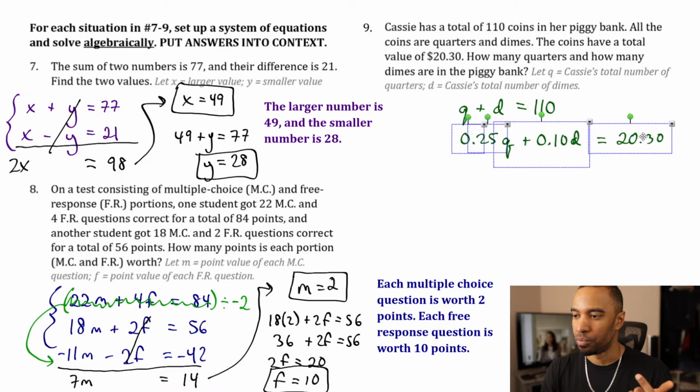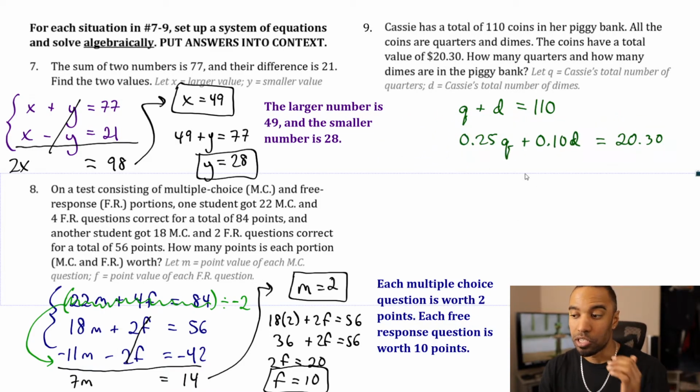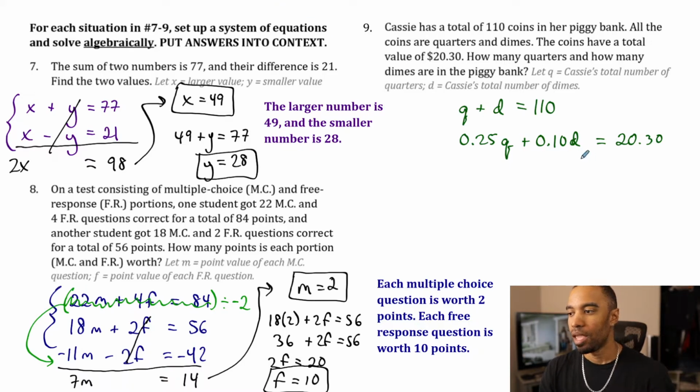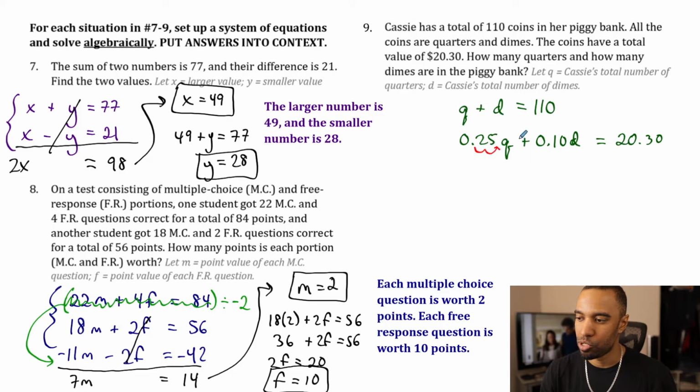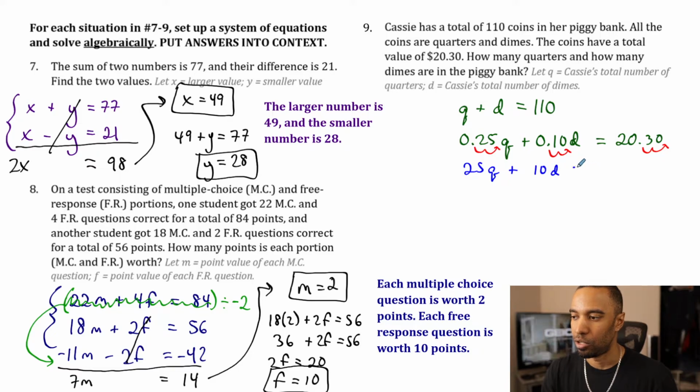Now what I need to do is solve, but one thing that could be helpful, and what a lot of people would agree with, is I could take the decimals here and shift them 2 to the right. This is equivalent to multiplying the entire equation by 100. What this allows me to do is rewrite this without decimals involved. So now I have 25Q plus 10D equals 2030.